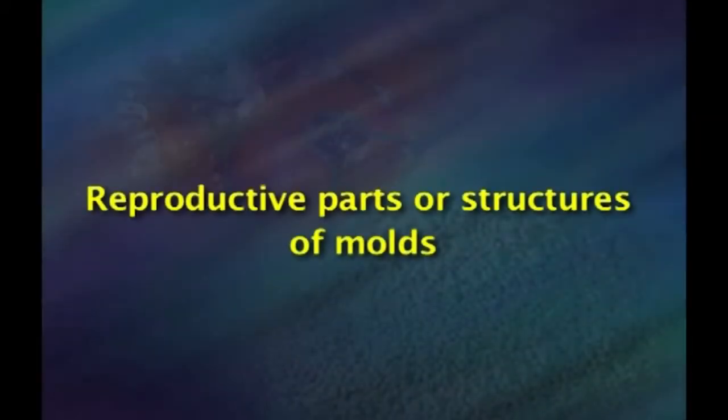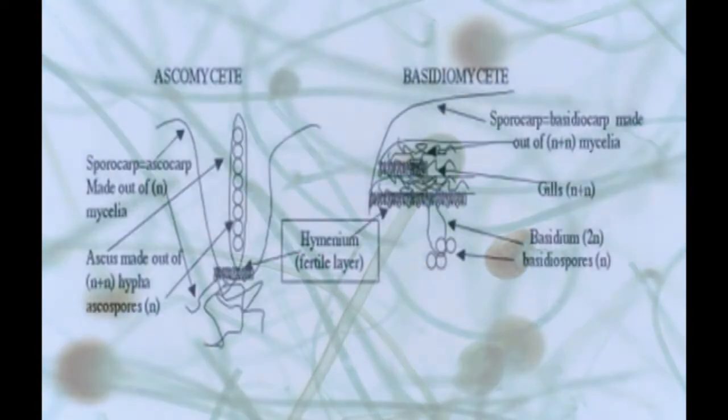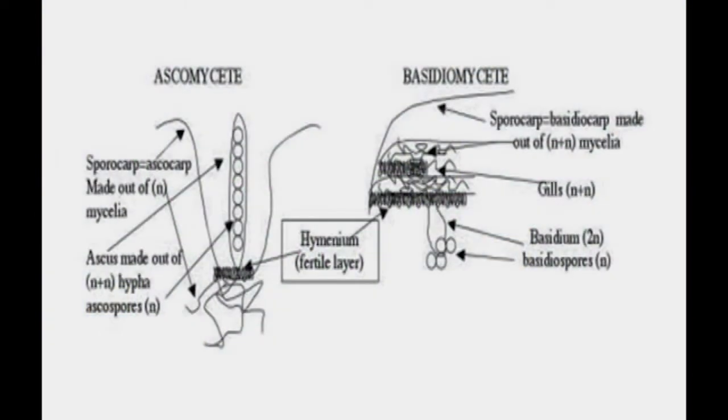Reproductive parts or structures of molds. Molds can grow from a transplanted piece of mycelium. Reproduction of molds is chiefly by means of asexual spores. Some molds also form sexual spores. Such molds are termed perfect and are classified as either oomycetes or zygomycetes if non-septate, or ascomycetes or basidiomycetes if septate. In contrast to imperfect molds, the fungi imperfecti, typically septate, which have only asexual spores.